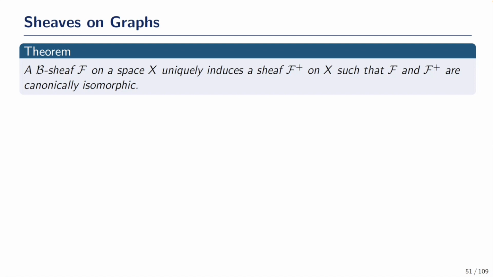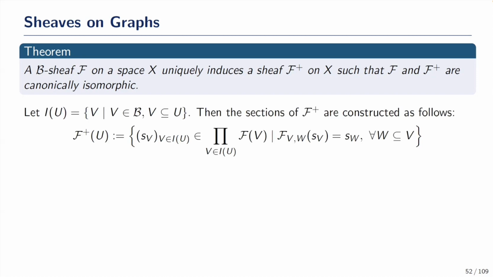I use F plus here on X such that F and F plus are canonically isomorphic. What canonically isomorphic means here is that they encode the same information. Any information encoded in F plus, I can map back to some information in F, so we don't lose any information. You could think of the base sheaf as a compressed representation of the actual sheaf, but a compression without loss. So it preserves information.